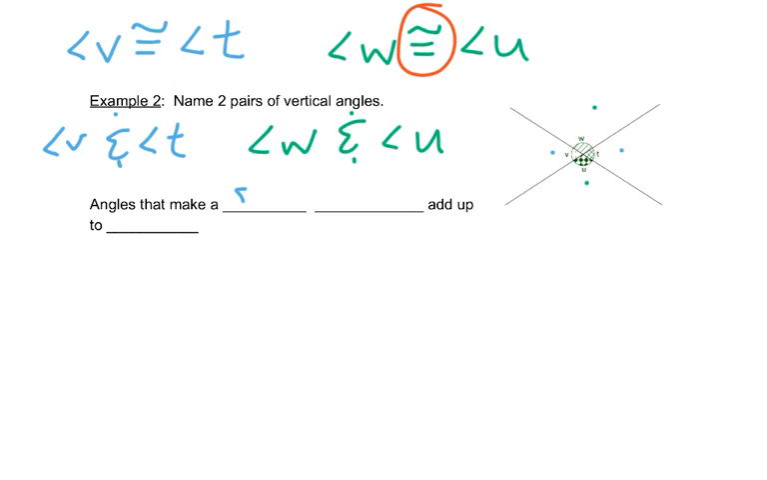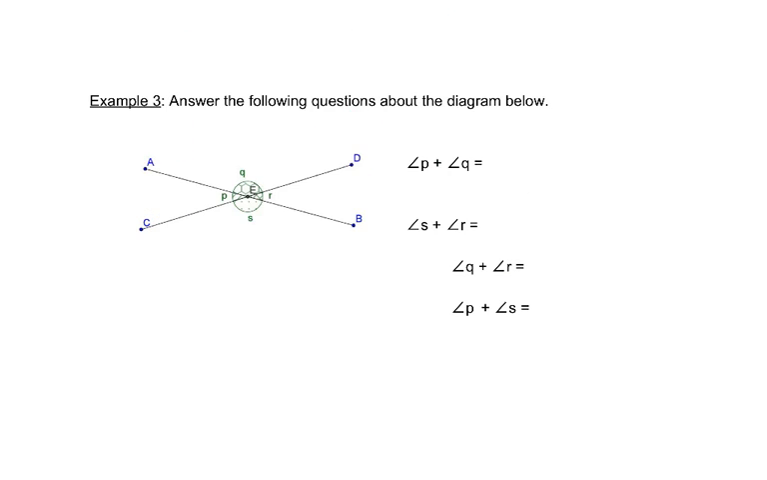Angles that make a straight line add up to 180 degrees. So here we'll look at these questions. This is angle P and angle Q. So here's angle P and here's angle Q. And you'll notice that if we add them together, we get this line right here that goes from C to D. That's a straight line, so that would add up to 180 degrees.